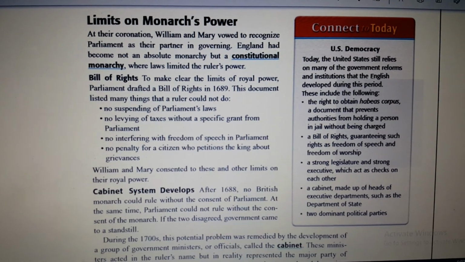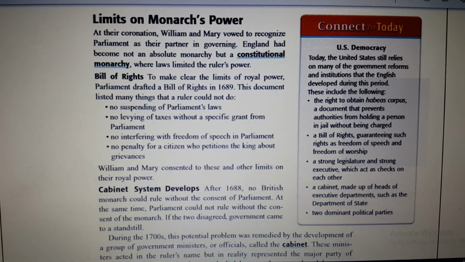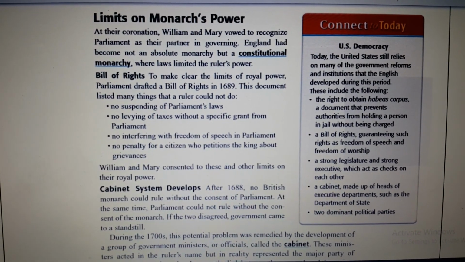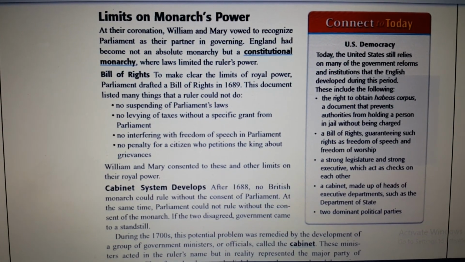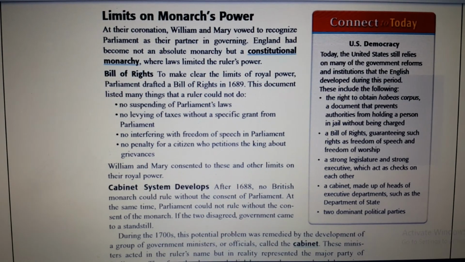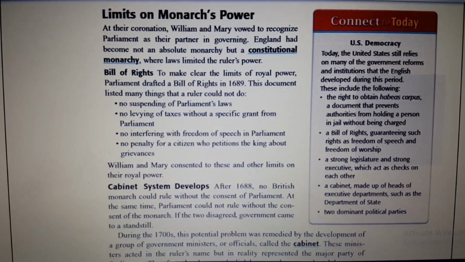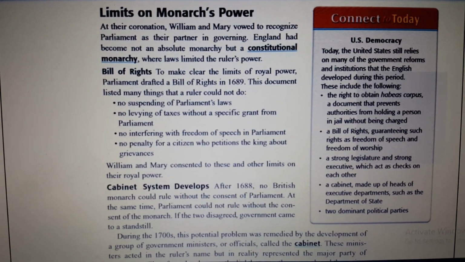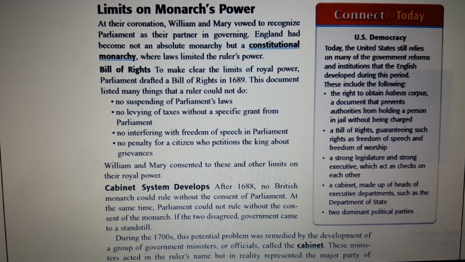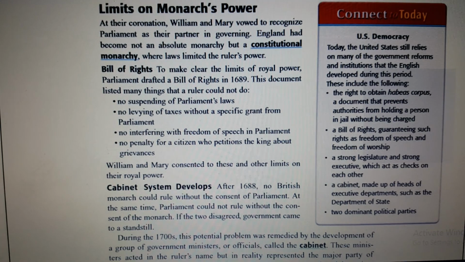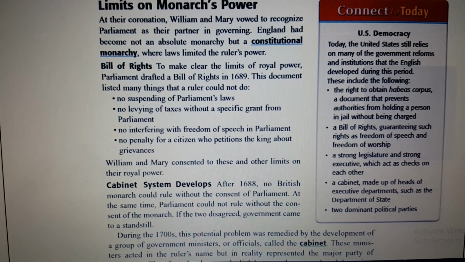At their coronation, William and Mary vowed to recognize Parliament as their partner in governing. England had become not an absolute monarchy, but a constitutional monarchy where laws limited the ruler's power. Bill of Rights. To make clear the limits of royal power, Parliament drafted a Bill of Rights in 1689. This document listed many things that a ruler could not do.